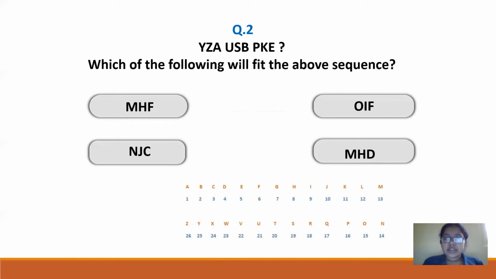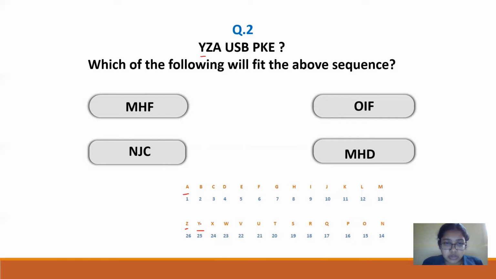So a simple tip, guys. Whenever you're solving a question based on alphabets, just write down the alphabets and give the numbers to them, so that it becomes easy to solve questions of this kind. So now let's solve this question. Y, then Z over here, then we have A, right?